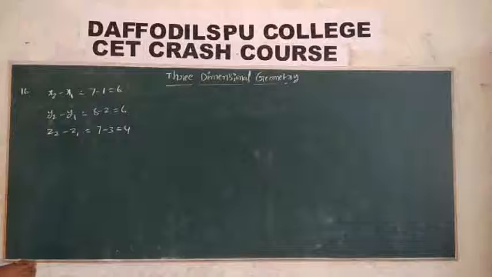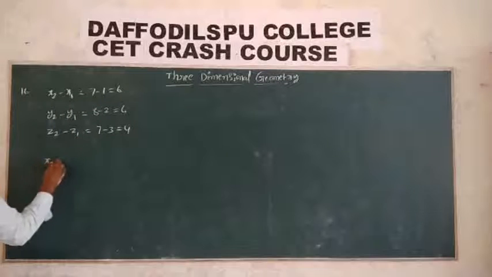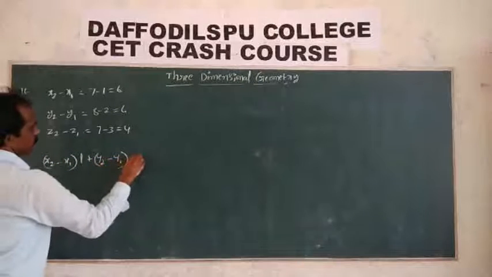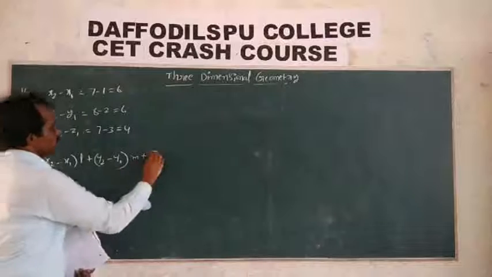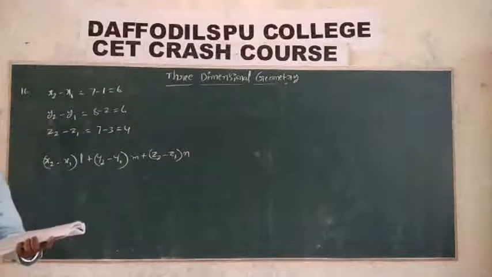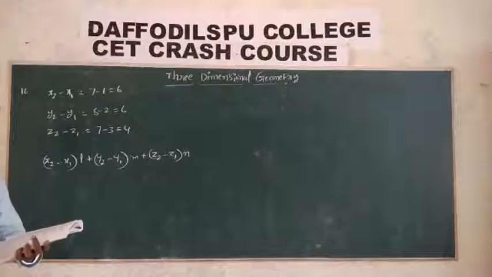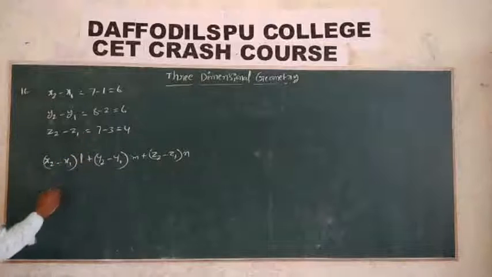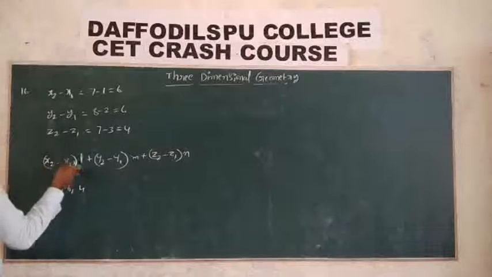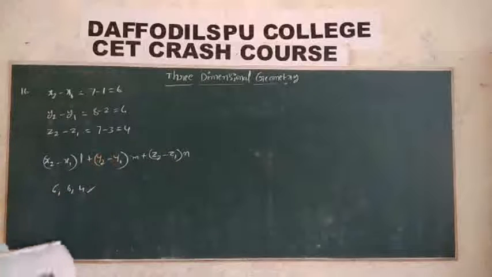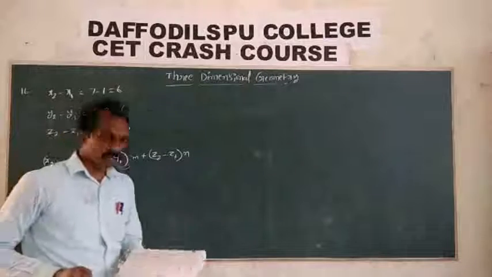So now the projection of AB on the coordinate axes: (x2 minus x1) into l, (y2 minus y1) into m, plus (z2 minus z1) into n. Right. So the projections of the line segment on the coordinate axes are 6, comma, 6, comma, 4. So this is the correct answer. For 16, the first option is the correct answer.